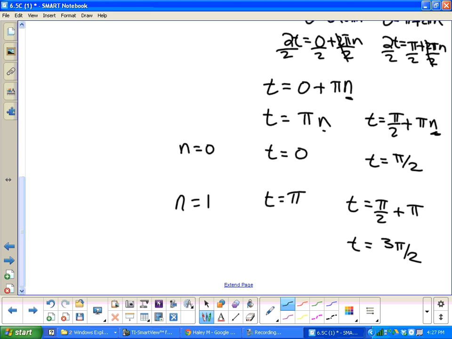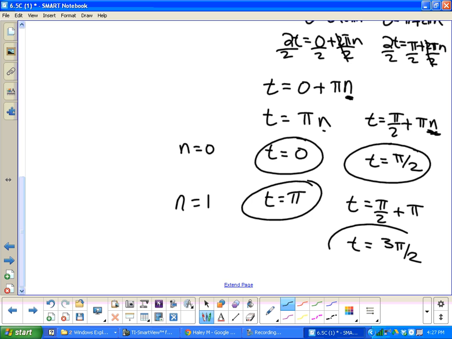Now, if we get up to n being 2, though, this is going to be 2 pi, which is too big. And this is going to be more than 2 pi because it's adding pi over 2 to it. So n being 0 and n being 1 is all we need. So we got t equals 0, t equals pi over 2, t equals pi, and t equals 3 pi over 2. So those are my solutions.